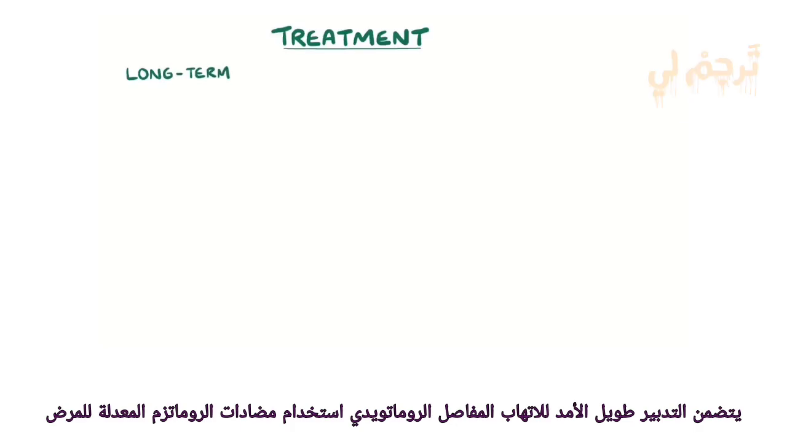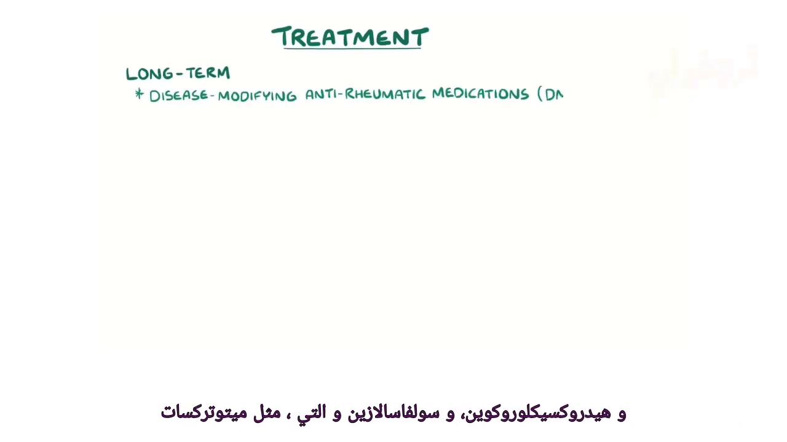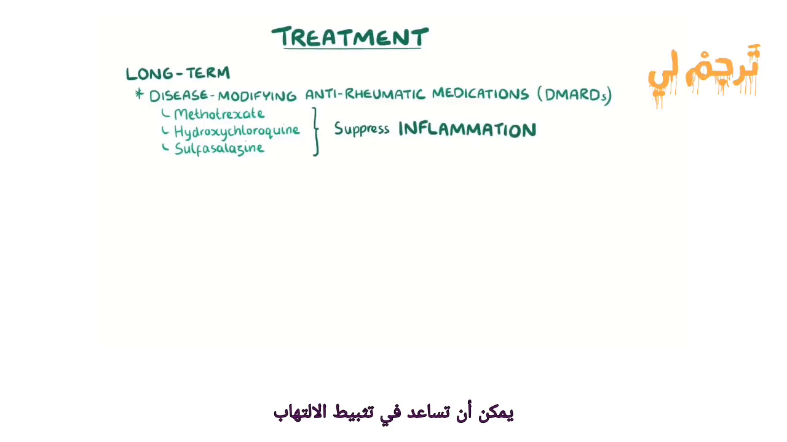The long-term management of rheumatoid arthritis is the use of disease-modifying anti-rheumatic medications, like methotrexate, hydroxychloroquine, and sulfasalazine, which can help to suppress the inflammation.